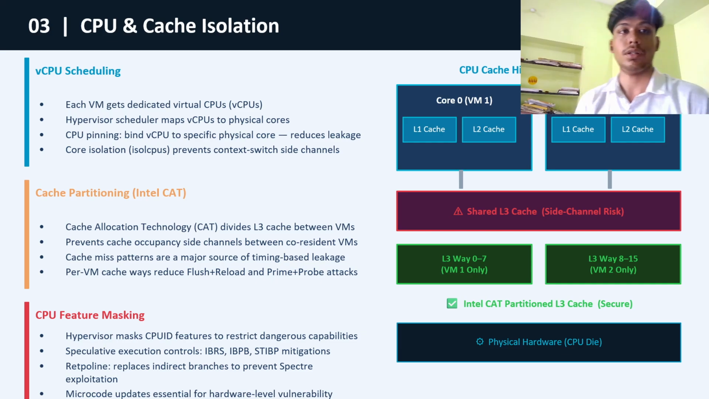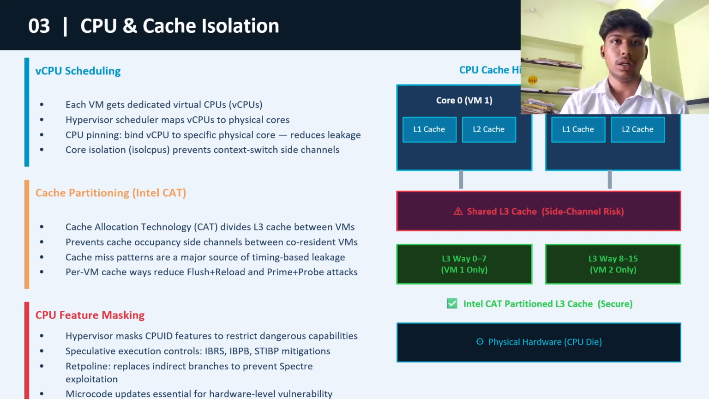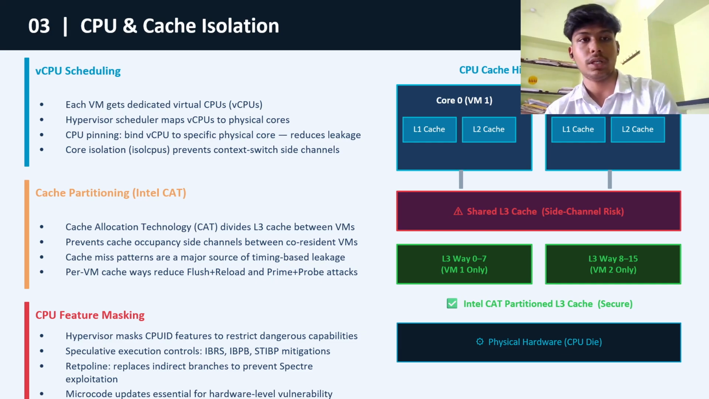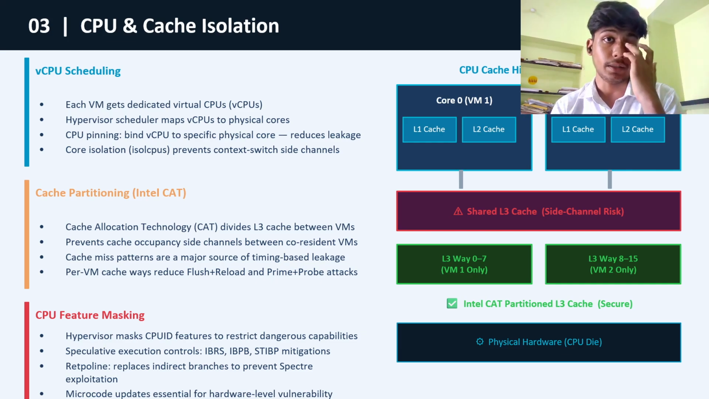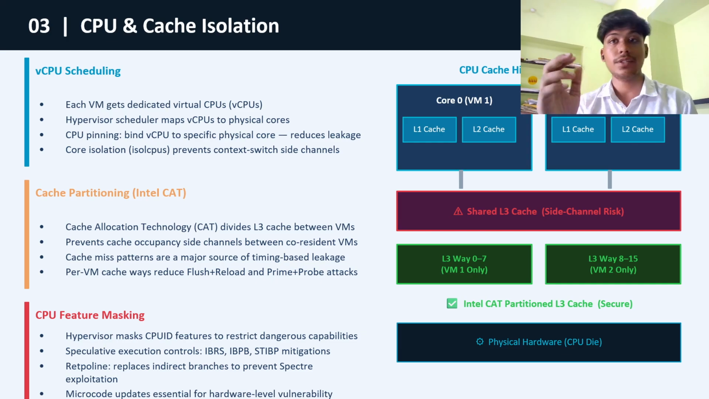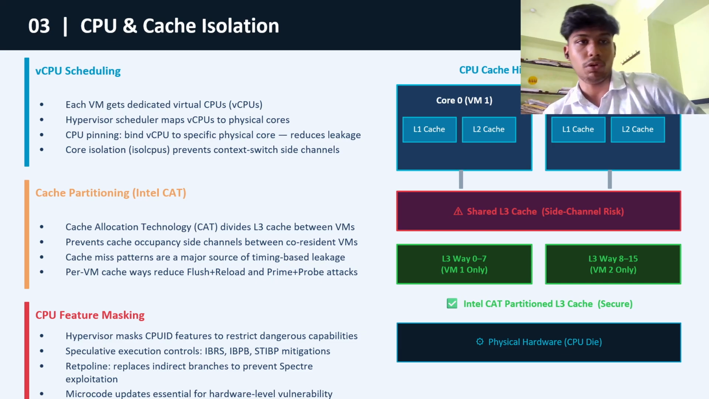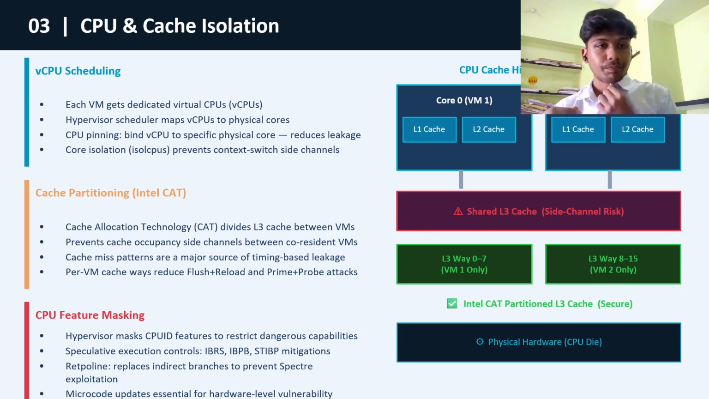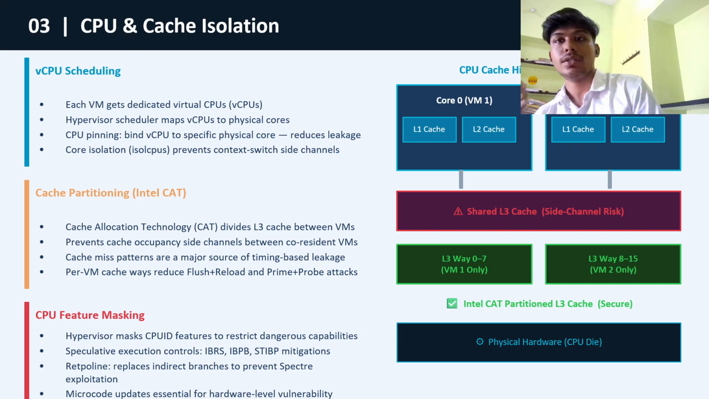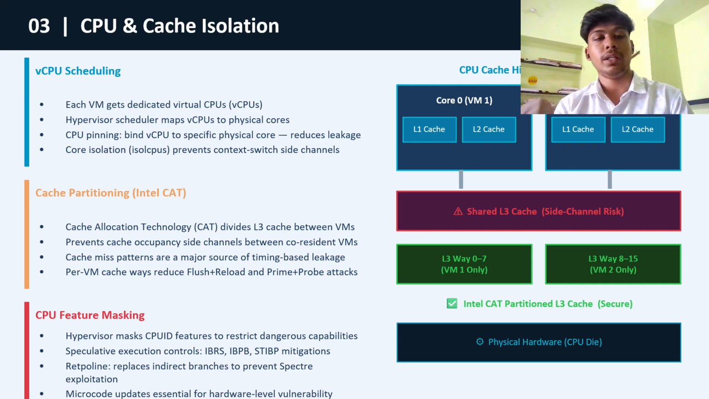In this, first is vCPU scheduling and CPU pinning. Each VM gets virtual CPUs. The hypervisor scheduler maps them to physical CPU cores. By default, multiple VMs might share the same physical core, switching between them rapidly. This creates the opportunity for side-channel attacks because of shared CPU state. CPU pinning solves this by binding a VM's vCPU to a specific dedicated physical core.